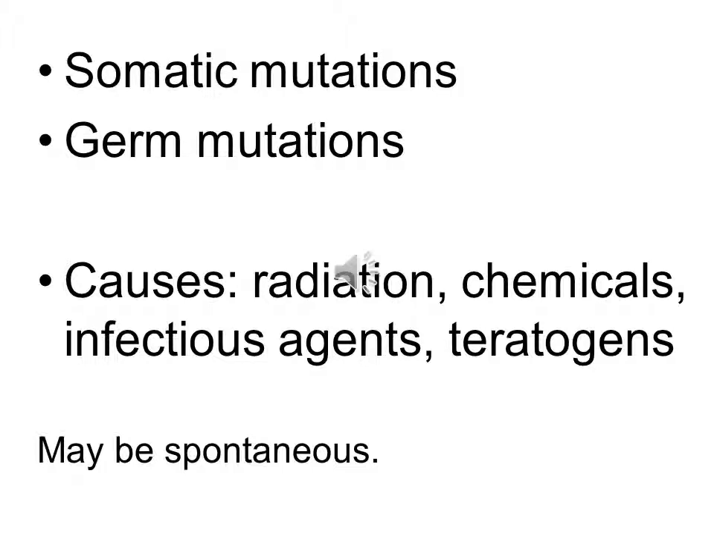If the mutation occurs in the gametes, then we call it a germ mutation, and these are the types of mutations that may be inherited. Some mutations are very drastic, others are barely noticeable. There are several different things that we know will cause mutations. One of those is radiation.